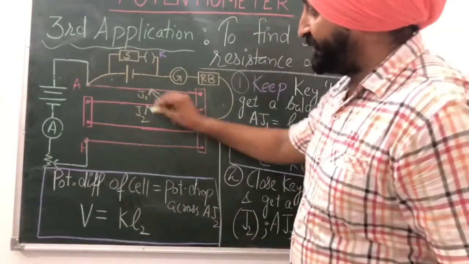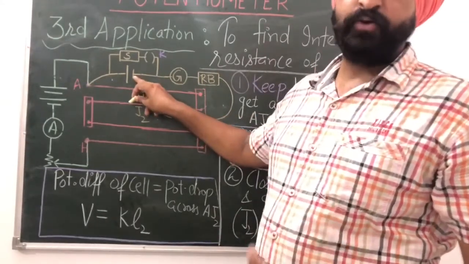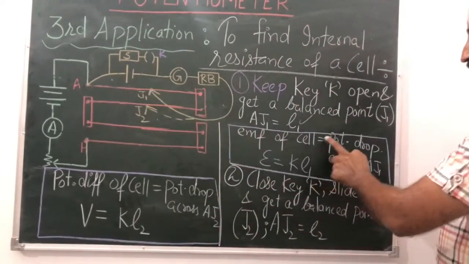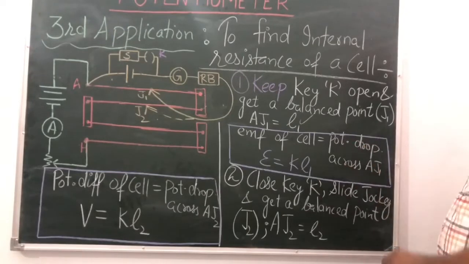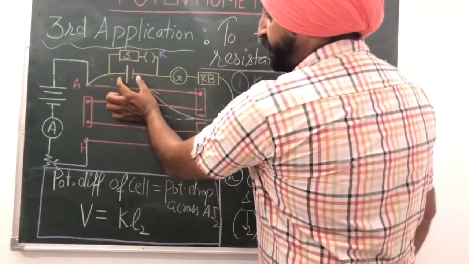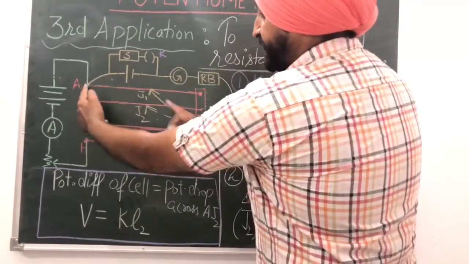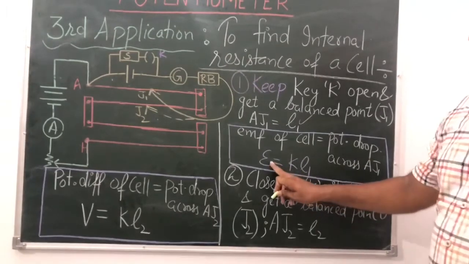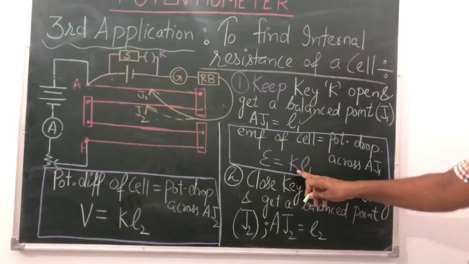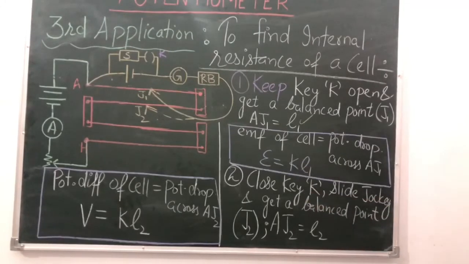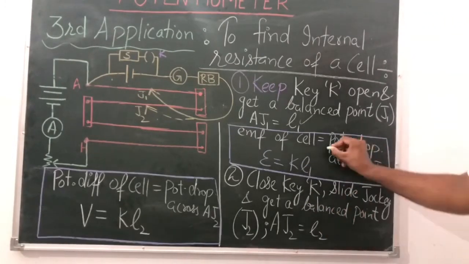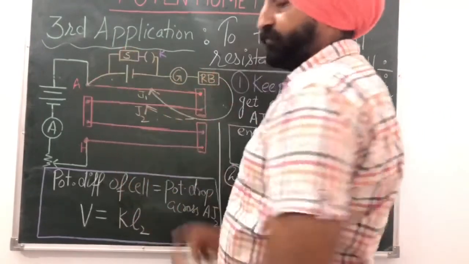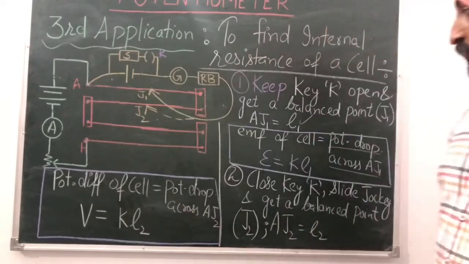Now this cell is not at all used, so what we will be getting is the EMF of this cell. The EMF of this cell will be equal to the potential drop across this distance AJ1. So I have written it over here: E, that is the EMF of that cell, will be equal to K into L1, where K is a constant, because potential drop is proportional to length, and this length is L1. So this is the first point.